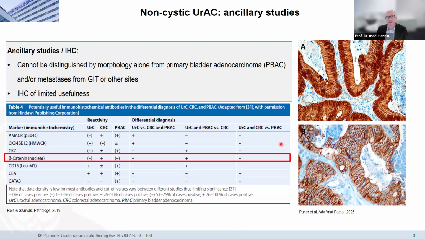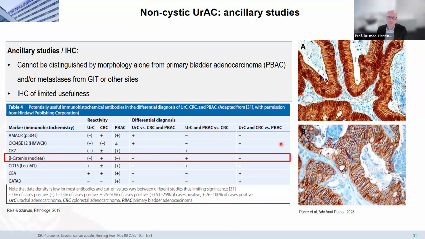I will show this later, but the problem really is colorectal cancer and primary bladder adenocarcinoma to distinguish these two from non-cystic urachal adenocarcinoma, because they have kind of the same IHC criteria. They usually are positive for CK7 and also some are positive for CK20. And one thing that can help a little bit is the nuclear reactivity from beta-catenin.